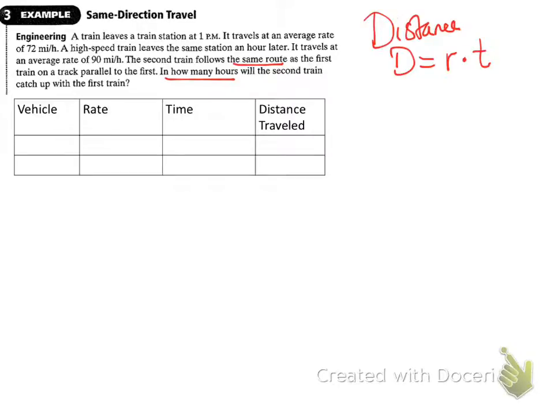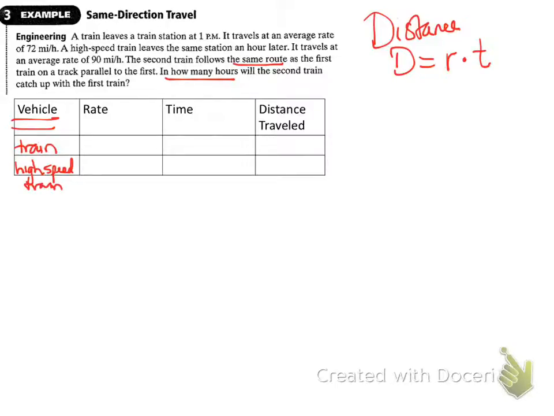Okay? So this is a little bit more complex than just plugging in a rate and plugging in a time because we have two vehicles. That's why we need this table set up. So the first vehicle is just our normal train, and our second vehicle is, they used a different word there, a high-speed train.